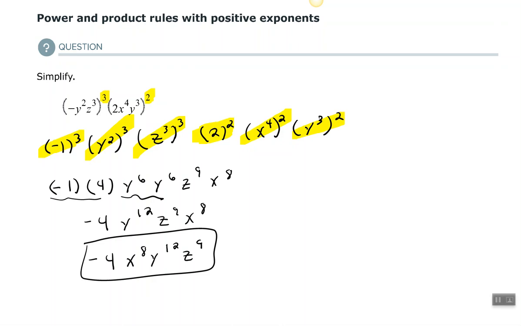Okay, so I distributed the exponent, used the power to a power rule, and simplified. And here with the y to the sixth times y to the sixth, I used multiplying like bases, where we add the exponents. So you have to learn those exponent rules. All right, let's try another one.